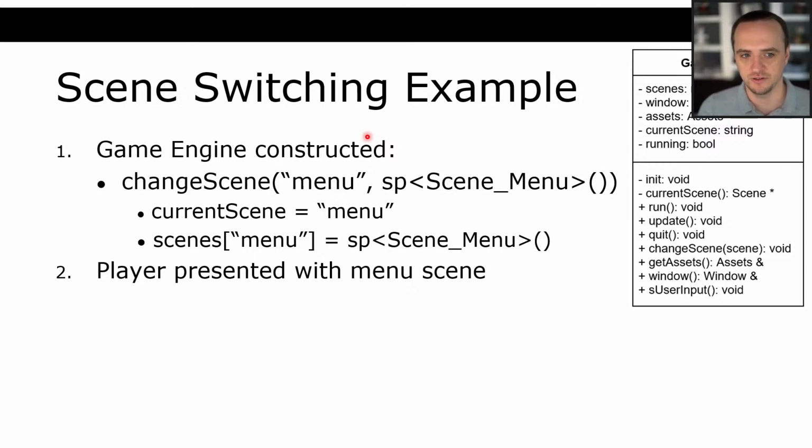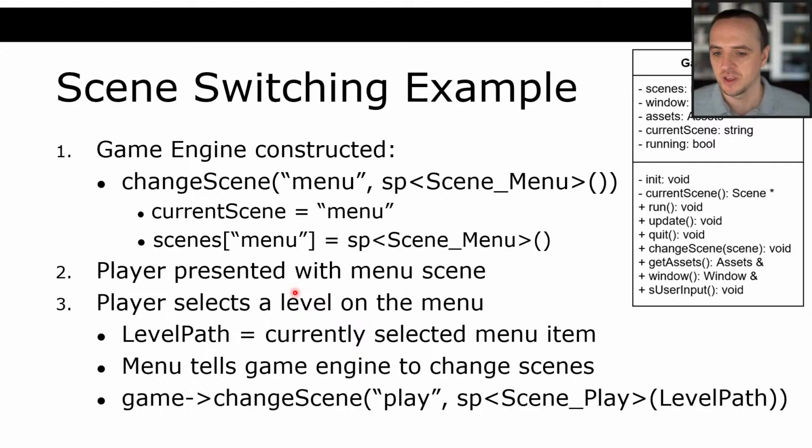Then the player is presented with the menu scene. While the player is moving up and down, let's say the player selects to start the game. If the player selects a level or to start the game, then I'm going to have a level path. This is maybe the first level of the game, so that might be level 01.text. The menu is going to tell the game engine, hey, someone clicked start the game, so I'm going to change scenes. The scene tells the game engine to change scene to play, and gives it the constructor of the scene play with the level path. It's just one call to change scene, and the game engine has a map, which is referenced by a string. So if I say change scene and give it a string, it's going to change scene to that stored scene. It's really that simple.